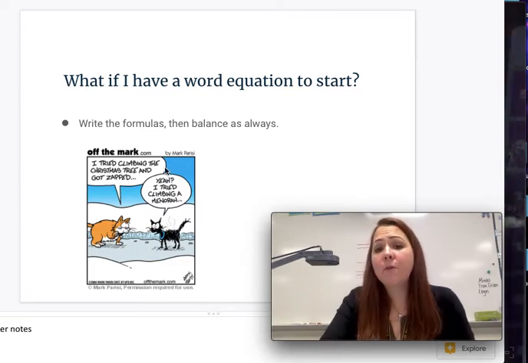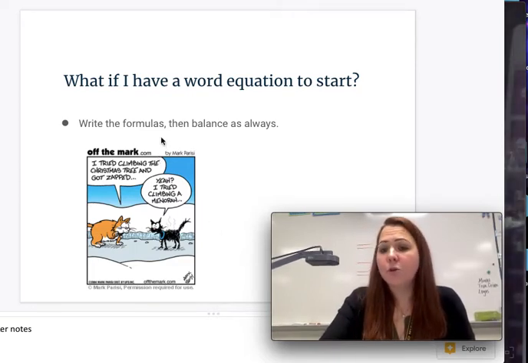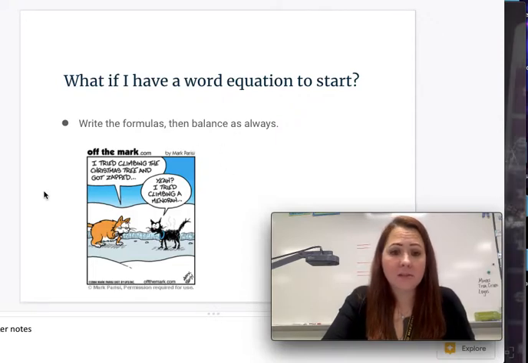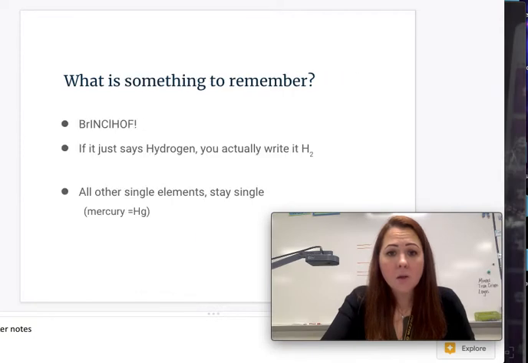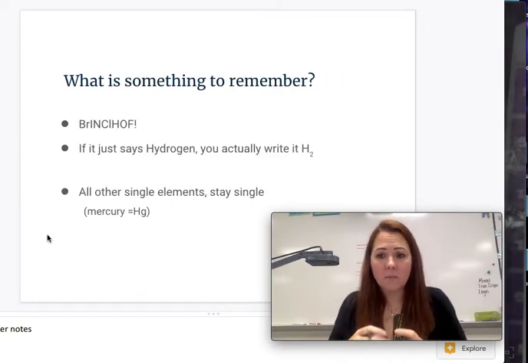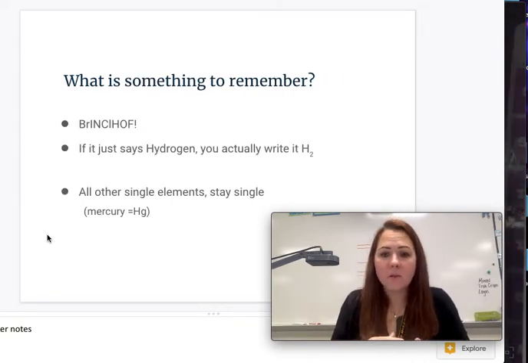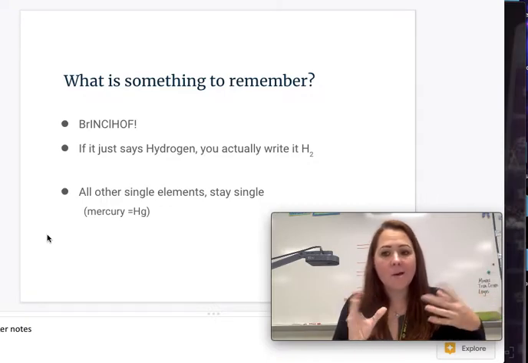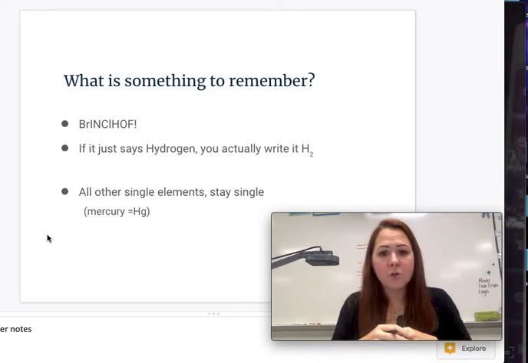And if they give you the name of the formulas, you're going to have to use your nomenclature rules from the last unit in order to write out your equation. After you write out your equation, then you can balance it like we learned in the last video. So looking at the naming rules, it's everything that we learned before. You're going to have ionic, covalent, and acids. Some of your ionic are going to have transition metals with them.